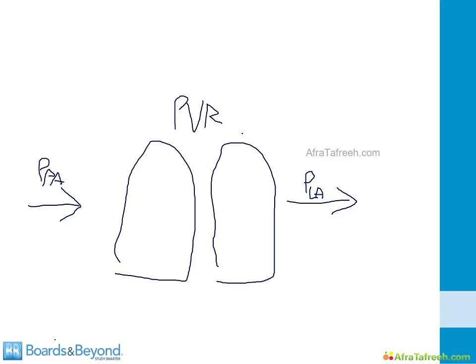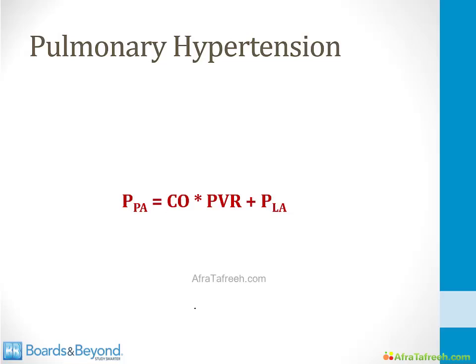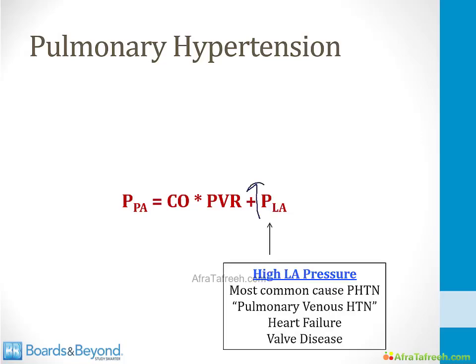So if you understand this, then it's easy to appreciate that if the vascular resistance goes up or if the left atrial pressure goes up, these two things are going to cause the pressure in the pulmonary artery to become high, and that's what leads to pulmonary hypertension. So back to this slide, causes of pulmonary hypertension that are due to an increase in left atrial pressure are the most common causes of pulmonary hypertension.